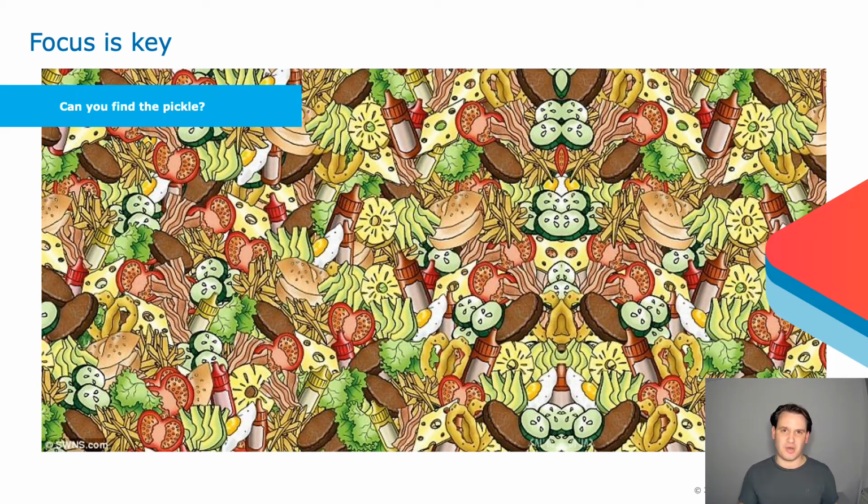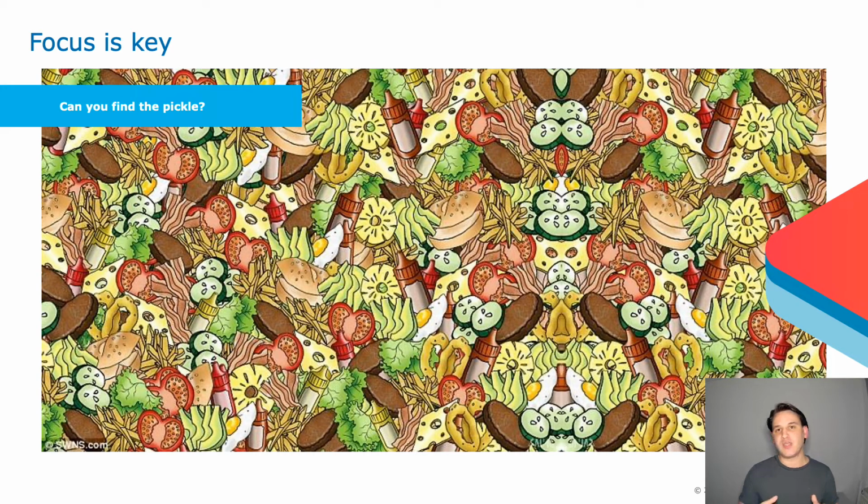Let's give an example for that. See this picture before you. Somewhere in this picture, you can find a pickle. Now it's pretty hard to find a pickle in this image. Can you find it? Try to find it during my presentation while I'm just talking.